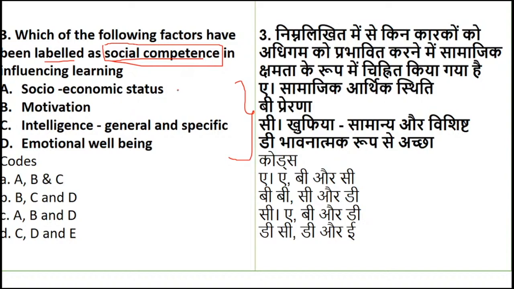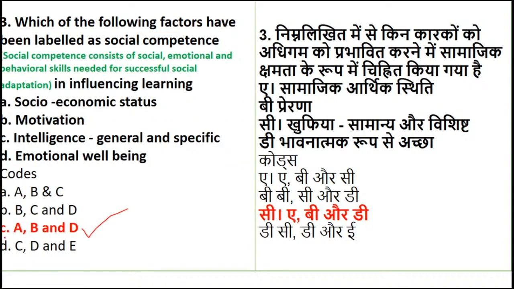So whether it is socio-economic status, yes, it will talk about social competency. Motivation will talk about social competency. How does intelligence talk about social competency? I don't know. Those who are saying option B, how intelligence and social competency are related, tell me. They are talking about social skills. In social skills, it will only talk about socio-economic status, motivation and emotional well-being. Intelligence will not be a part of social competency. So for the given question, the right answer comes as option C, that is option A, option B and option D.